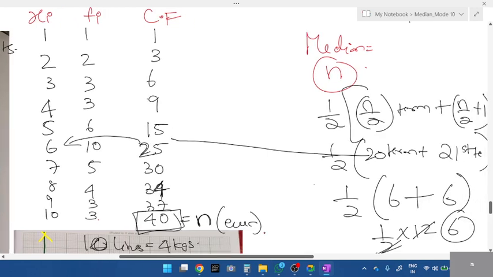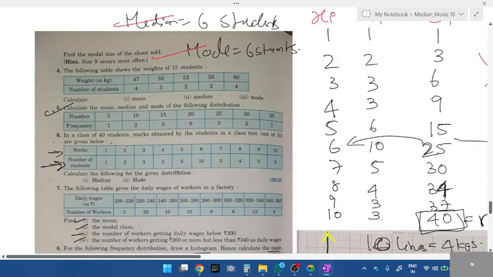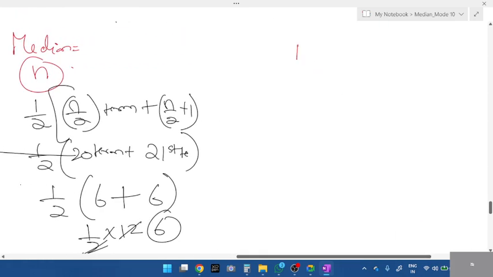So mean they didn't ask. If they ask mean, calculate it. They won't, that would be too lengthy, students. They will not ask this. And one more thing, this question was given in a previous year, 2019. So remember this type of combination. They'll ask you mean, mode, because mean is also lengthy. Mode is simple. Or they'll ask you median, mode.